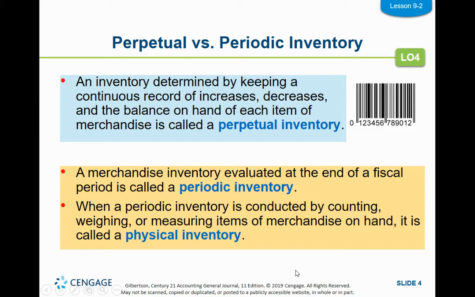So let me talk about inventory a little bit because stores have to keep track of their inventory, and there's a couple different ways that they can do that. The first one is perpetual inventory, and it is where you keep track on a continuous daily basis of increases and decreases in your inventory. Typically, that's going to be done with a computerized system, and usually that's done by scanning the barcodes.